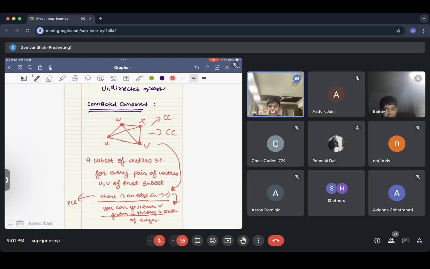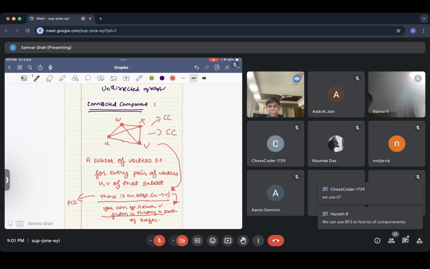Okay, so now I'm going to ask a question. We've talked about BFS, DFS, and now connected components. Is there some relation? Can anyone see some relation of why I did connected components after BFS and DFS? We use it, yeah. Yeah, we use it, but maybe a bit more elaborate.